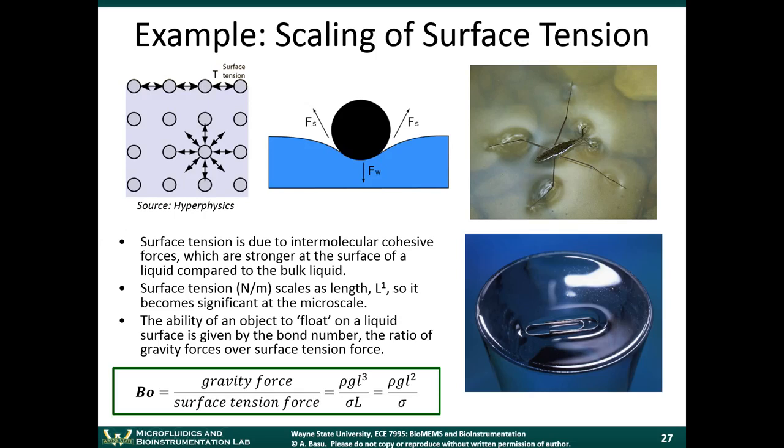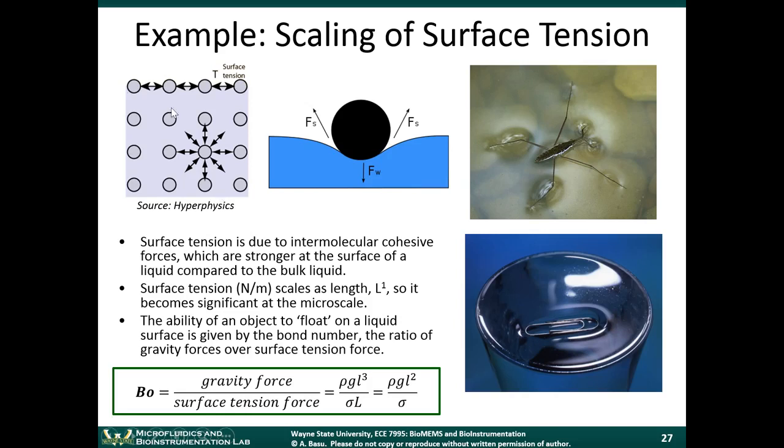Surface tension is due to the intermolecular cohesive forces, which are stronger at the surface of the liquid compared to the bulk liquid. So this is what water looks like at the molecular level. So we were just talking about this. The water molecules have some space between them. They have intermolecular forces which bring them together, which cause the water molecules to stay water.